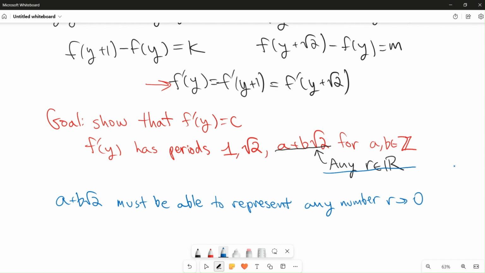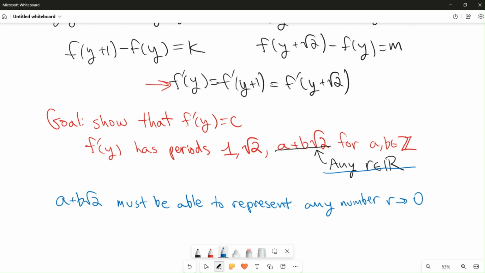And the reason why this is necessary for a plus b root 2 to be able to represent any real number is because let's suppose you've already expressed a number in this form, right? Let's suppose you already have the number 1 plus root 2. Well, you can add an infinitely small number to 1 plus root 2. Then you can add this infinitely small number again to get 1 plus root 2 plus 2 times this infinitely small number.